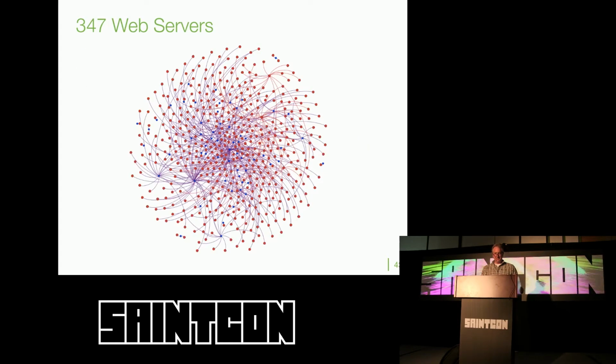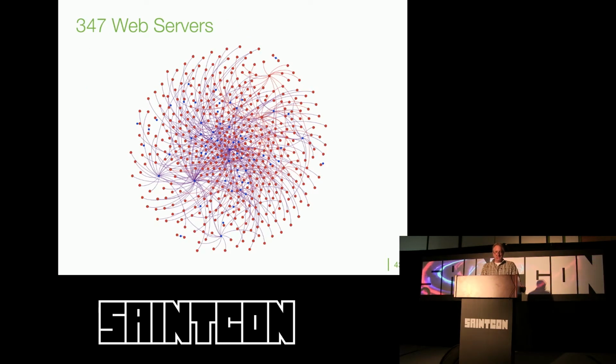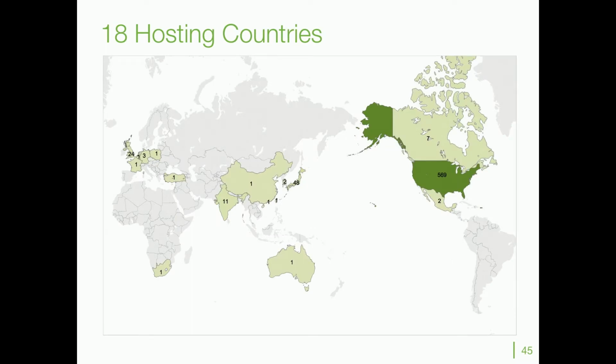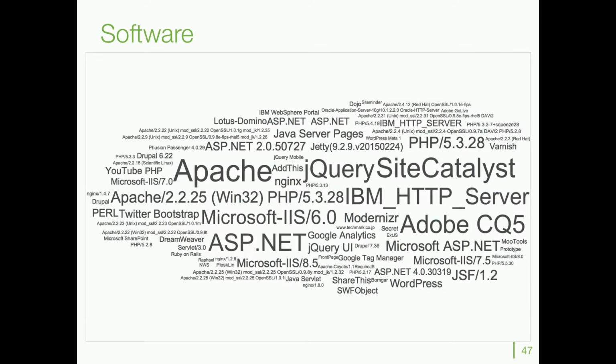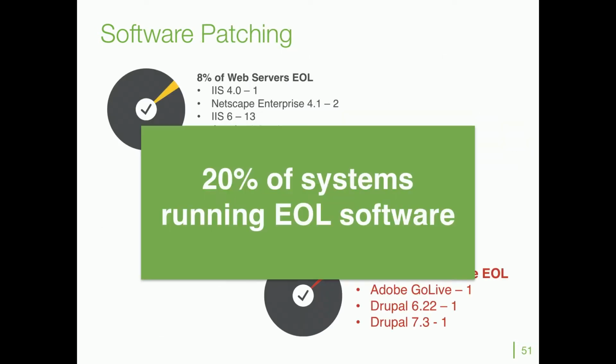So let's look at another company. This is an insurance company. Again, just using the same techniques that we talked about before. With this organization, we discovered 347 web servers. Again, just starting with just one website and one company name. Those sites were hosted at 42 different locations, 18 different countries, 33 different email providers. Lots of software was discovered. And again, from a patching perspective, 20% of the systems that we discovered were running end-of-life software with this company.